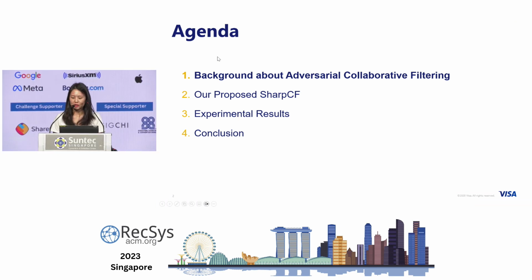So here's a brief agenda for this talk. We'll first briefly touch upon the background about adversarial collaborative filtering, and then talk about the proposed solution, and then show some experimental results to let you know that our proposed solution actually works, and then conclude the talk.